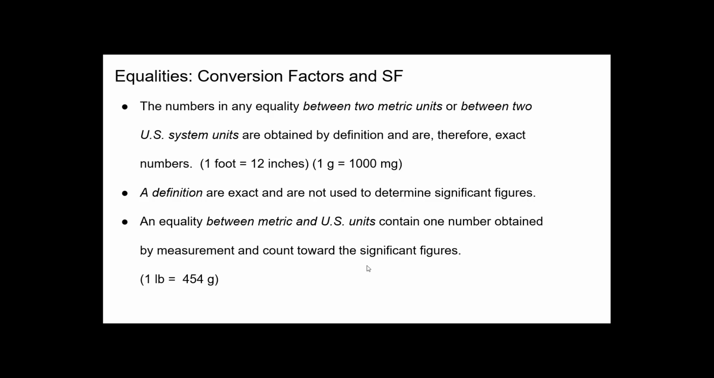Definitions are exact and are not used to determine significant figures. That's what this means, is that these are definitions and we don't count them if you keep them consistent. US system, we don't look at them. If you keep it strictly metric, we don't look at them, but if you go from US to metric, you do. An equality between metric and US units contains one number obtained by measurement and counts toward the significant figures. That's exactly what this means. You don't count the one here, but you will look at this number for the sig figs.